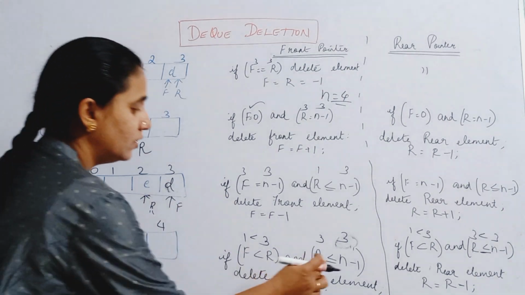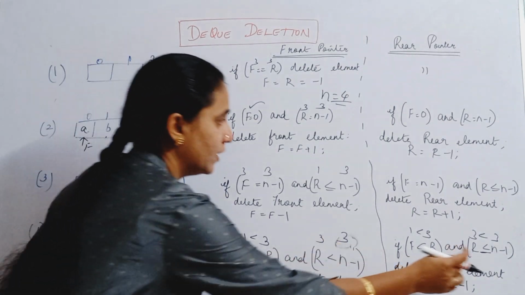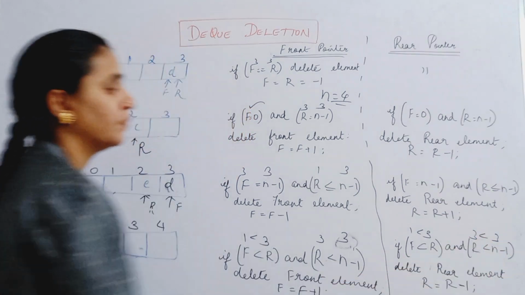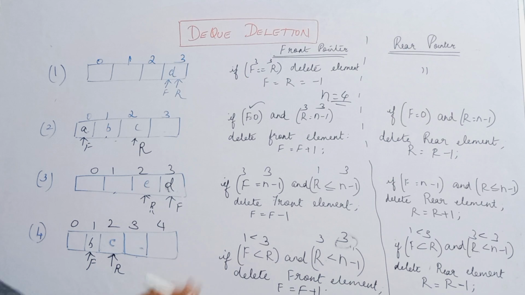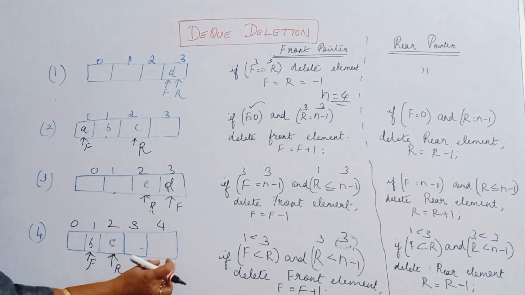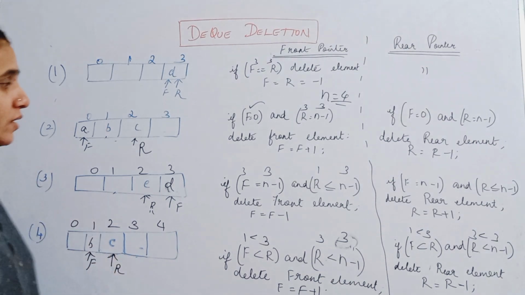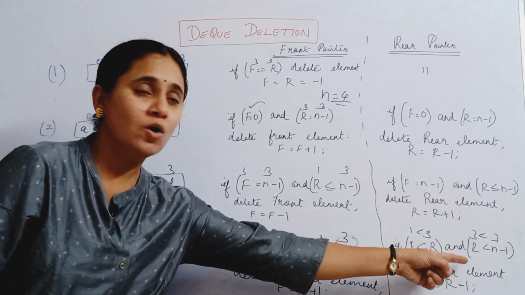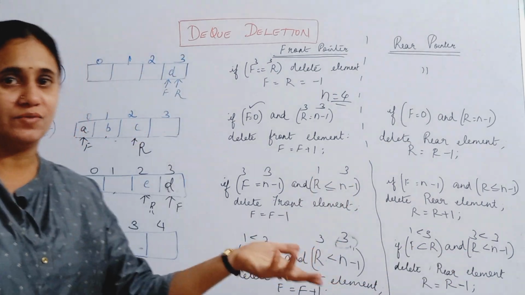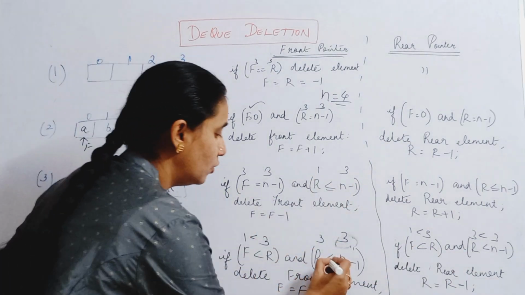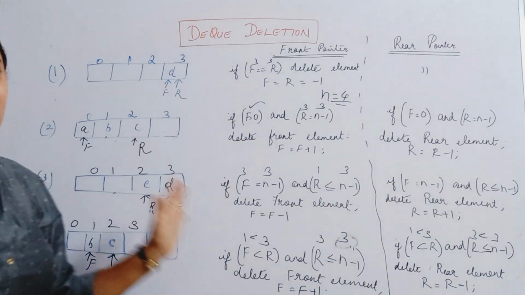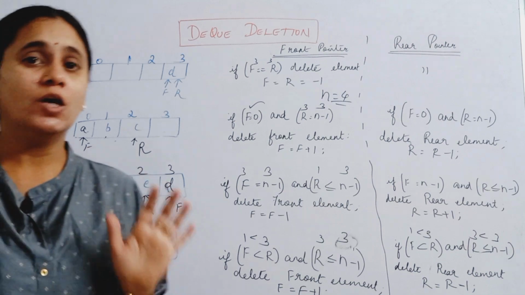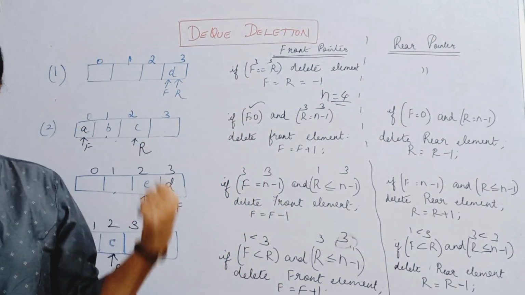You can use less than here even. Both are right. But some problem may occur, meaning it will stop up to this and will not check this element. So for that we can use less than or equal to. Both are right, friends, right? So use less than or equal to. It is far better. So these are all the different conditions which we use for the front and rear pointer in Deque.